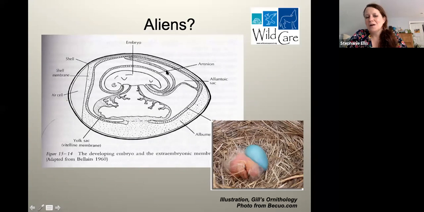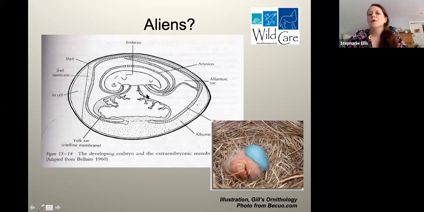So chicks are also surrounded by amniotic fluid, much like a human baby. And this is temperature regulation, and it's water and salts. So something fascinating here, if you see this little sac, the allantois sac, this is the poop sac. So this is basically what becomes their intestines.